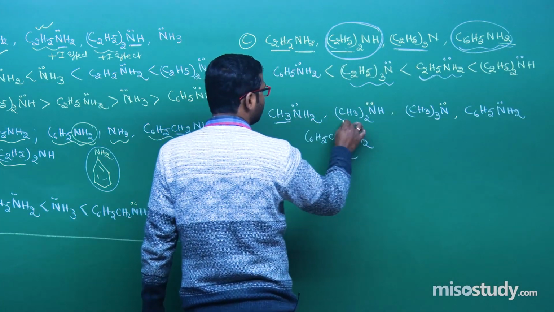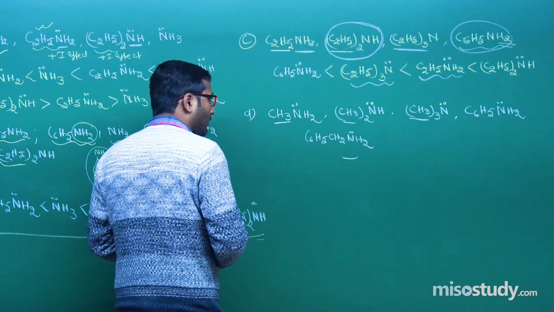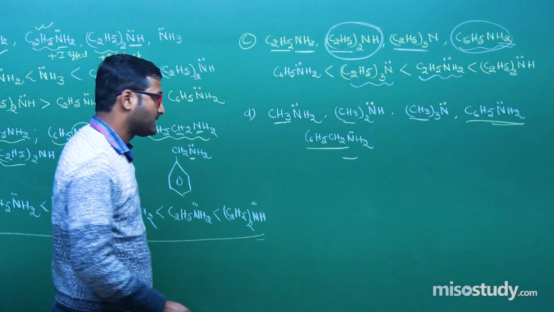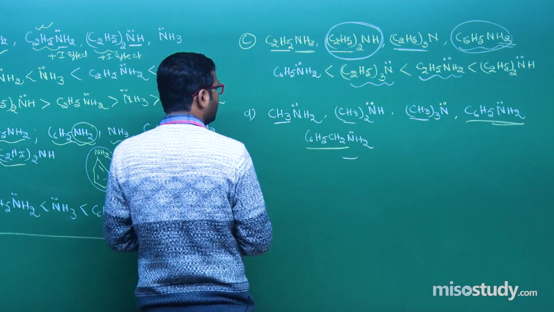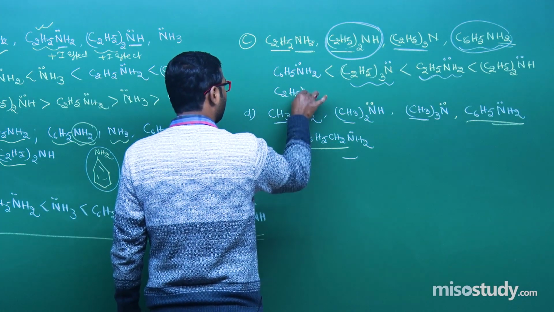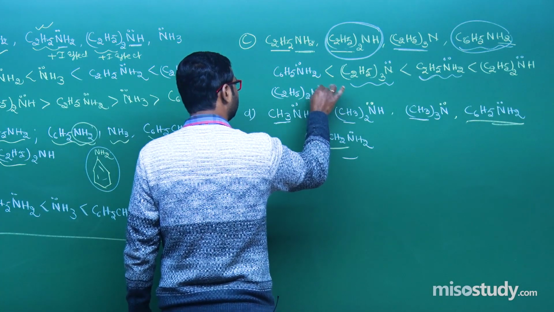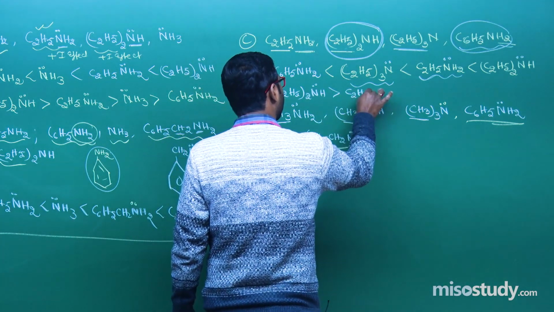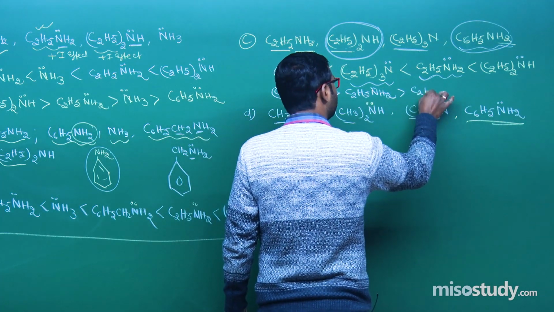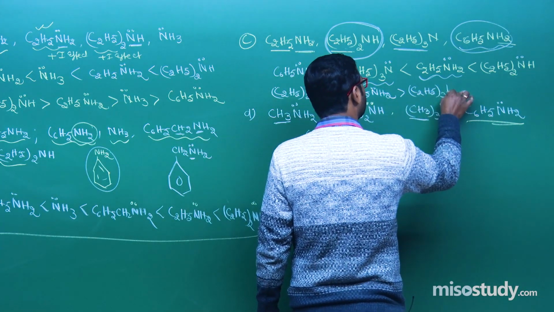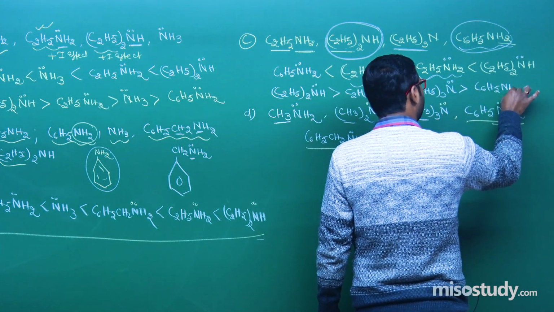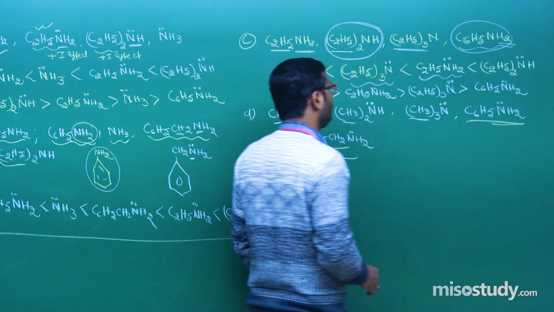Now I have written CH3. CH3 has no steric hindrance, so the order will be slightly different. If I compare first this one and this one, they will have less basic character. So this is the increasing order. If anyone asks you to write the decreasing order, you can write like this: (CH3)2NH, then CH3NH2, the lone pair of electrons, then (CH3)3N, and then C6H5NH2. This is the case.